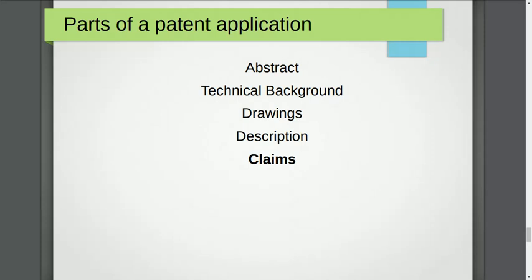Then there's the detailed description, and that is basically something that goes through all the drawings and identifies all the parts in the drawings and explains what they are and where they might be used, and covers lots of different cases where your invention might be valid.